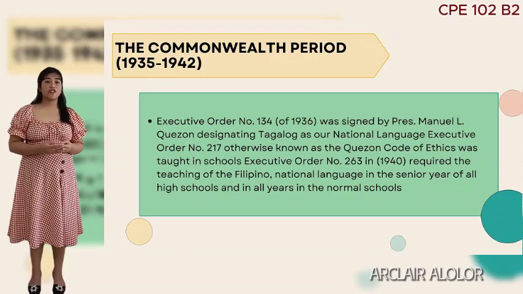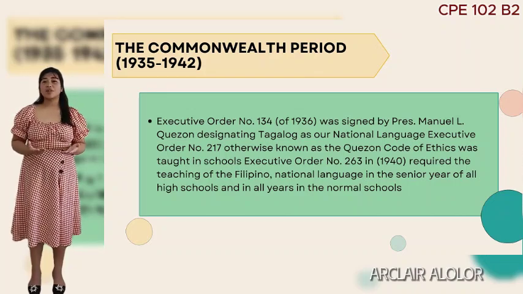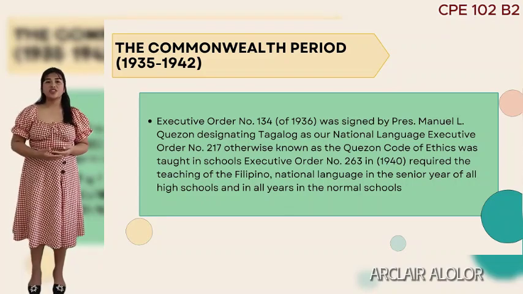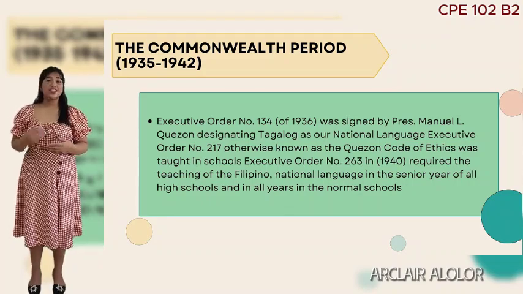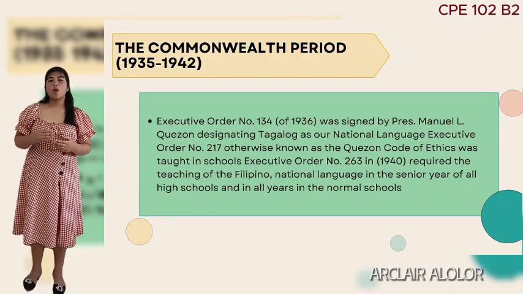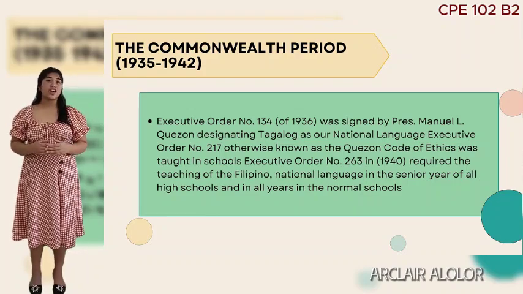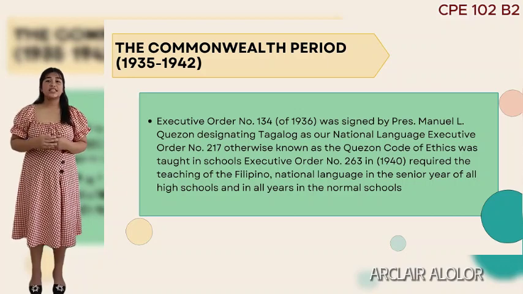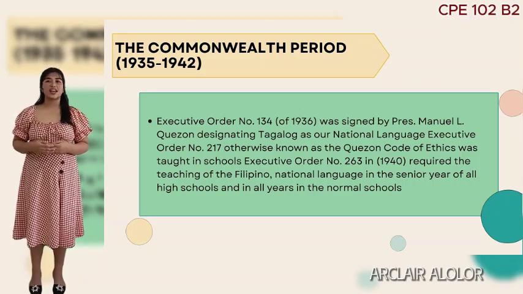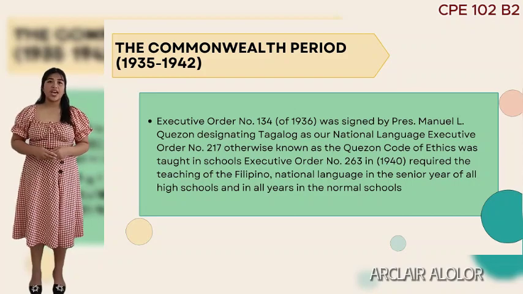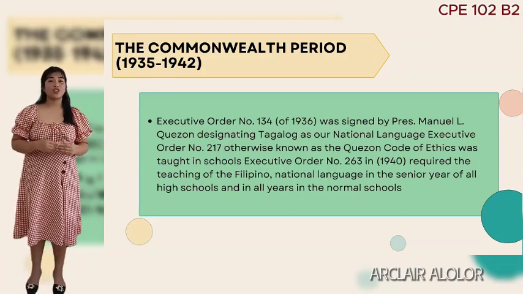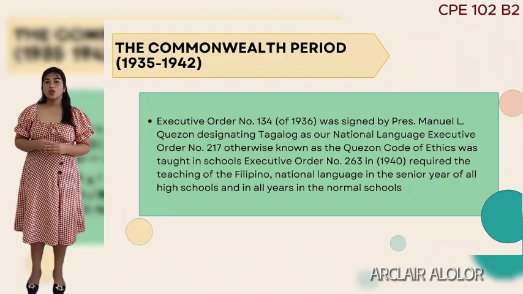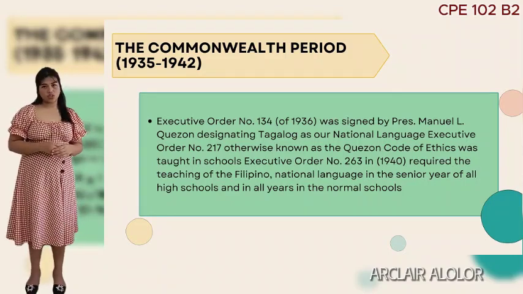The institution of private education was established in order to observe private schools. Formal adult education was also given. Executive Order number 134 of 1936 was signed by President Manuel L. Quezon, designating Tagalog as our national language. Executive Order number 217, otherwise known as the Quezon Code of Ethics, was taught in schools.